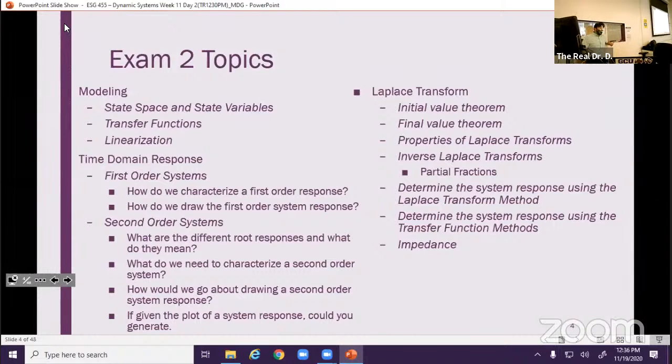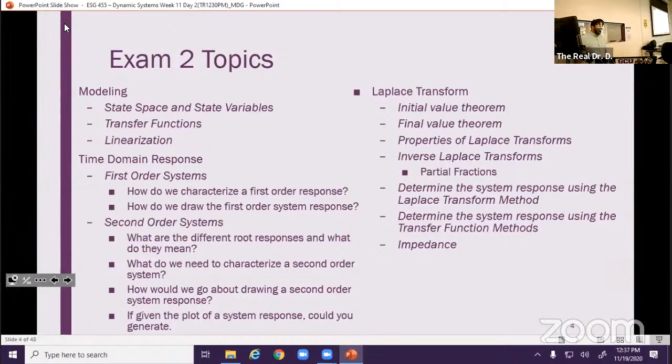Well, we've got first order systems. What do I need to know about first order systems? How do we characterize a first order system? Another way of asking that question is, what is the standard form equation for a first order system? Because remember, our standard form equations tell us what we can characterize the system with. They tell us the important variables for our system.